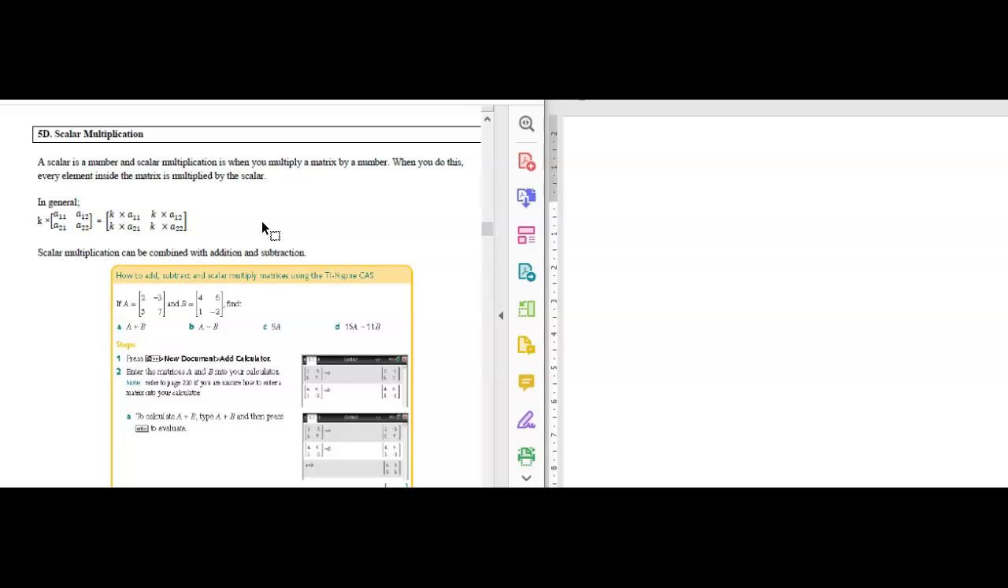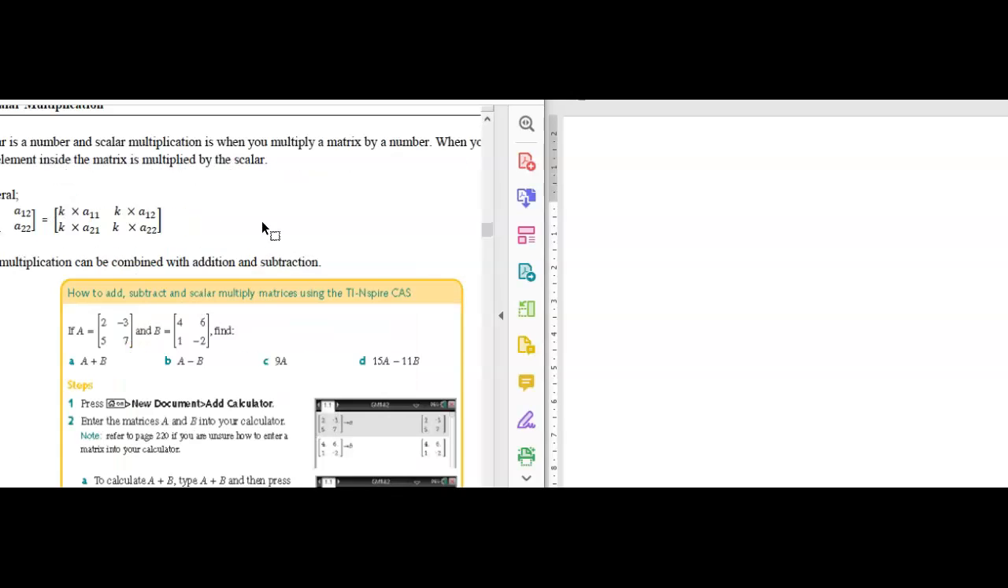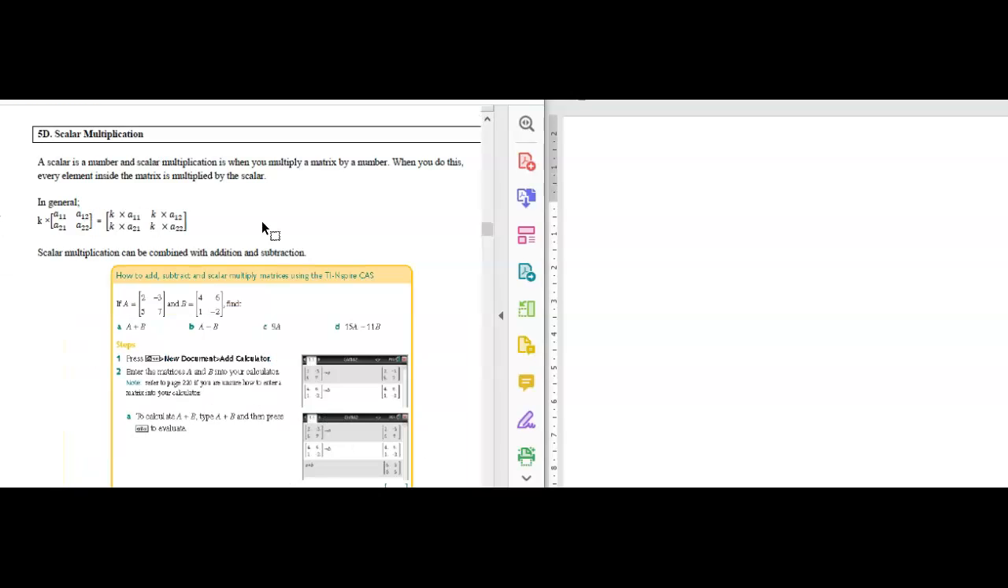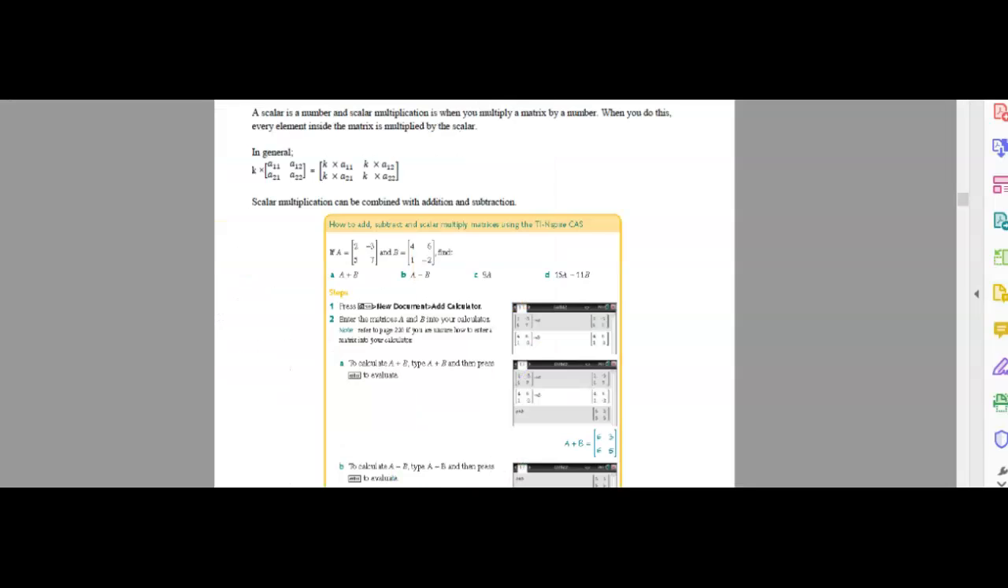Anyway, let's get started. So I might just make this a little bit bigger so I can actually read. Oh, excuse me. Did I make that bigger? Let's just make the whole thing bigger.